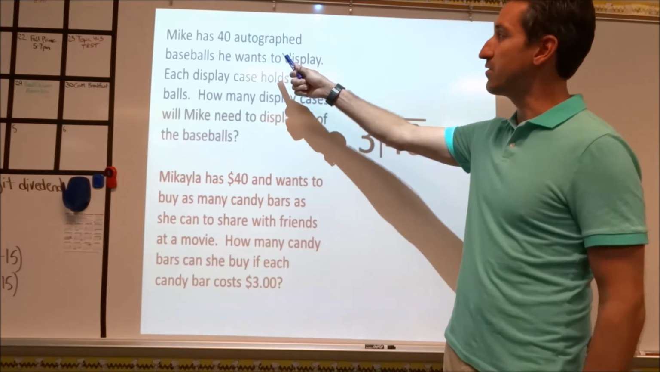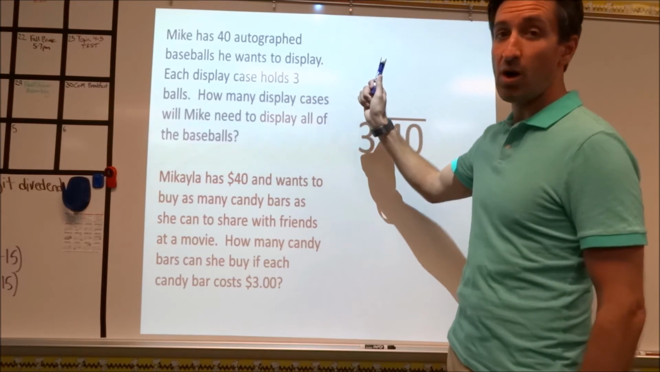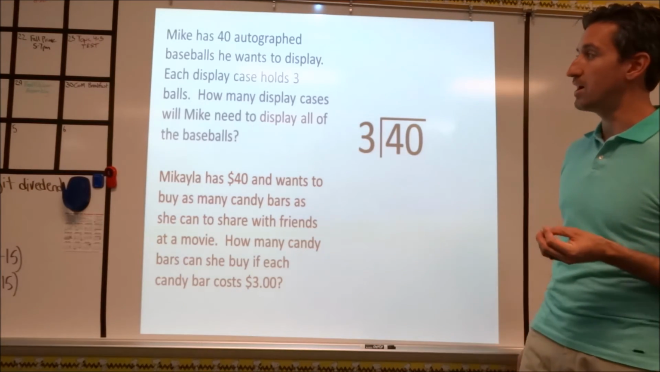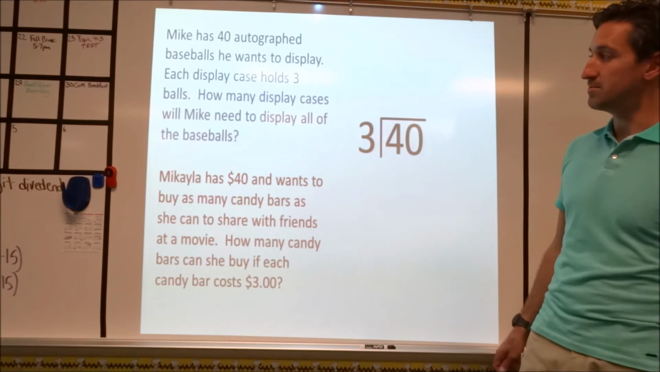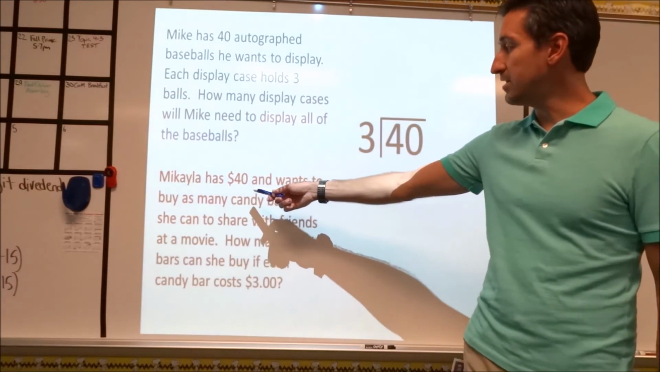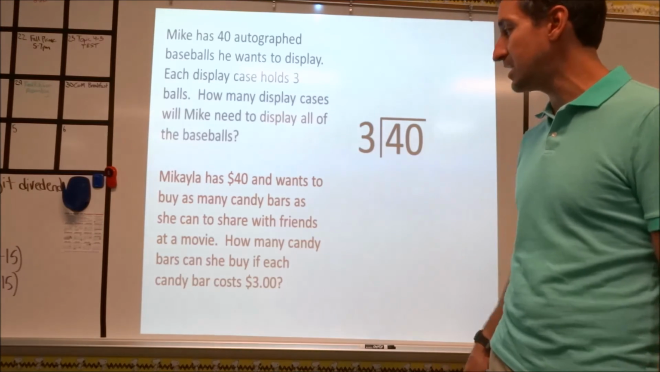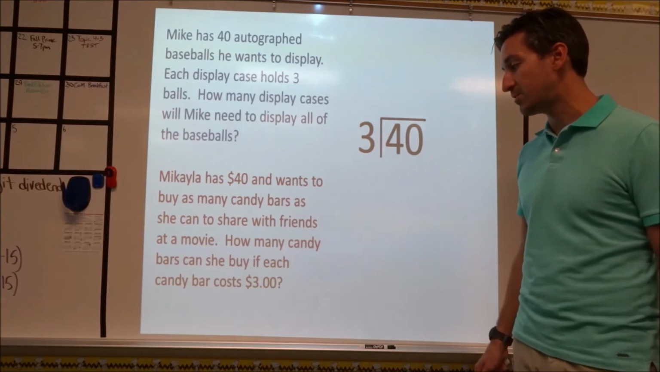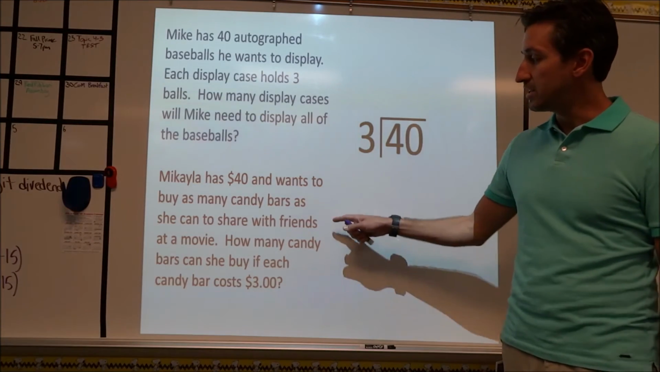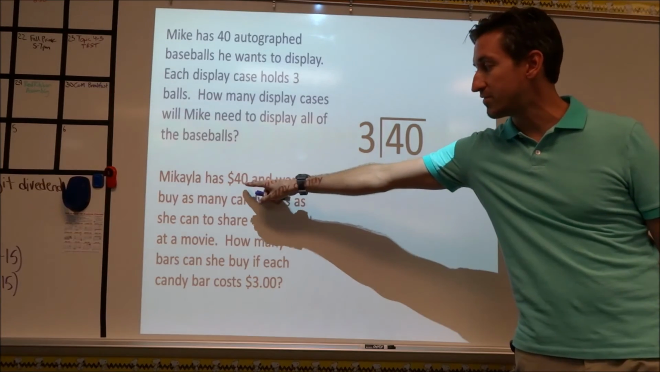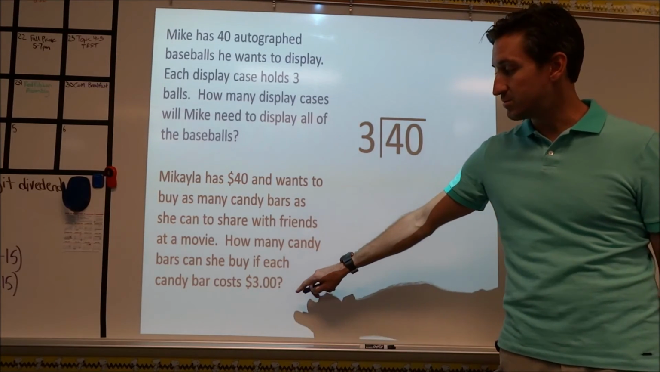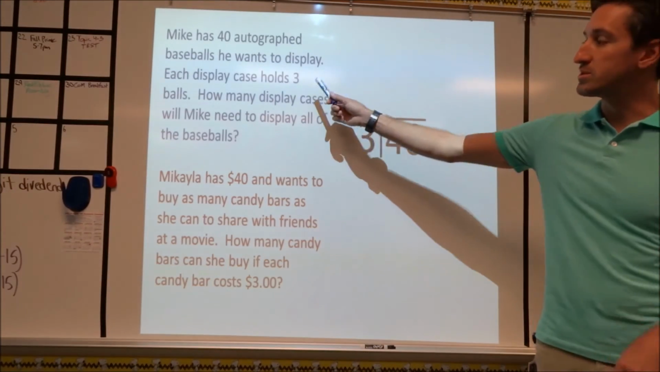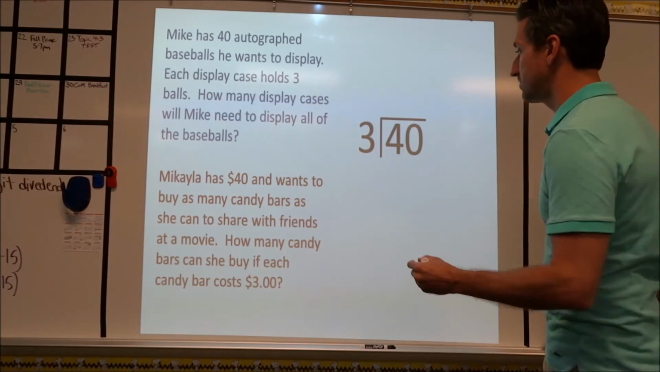How many display cases will Mike need to display all of the baseballs? So here, he has 40 balls, and he wants to put all of them on display. But each display case holds 3 balls, so we have to figure out how many display cases he'll need. Michaela has $40 and wants to buy as many candy bars as she can to share with friends at a movie. How many candy bars can she buy if each candy bar costs $3? In this problem, Michaela has a set amount of money. She has $40, and she wants to get as many candy bars as she can for $3. So let's solve this problem, and then we'll see what the 2 different answers are for these problems.